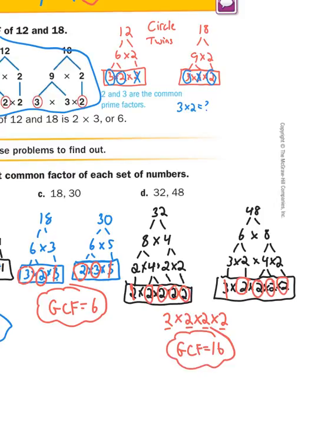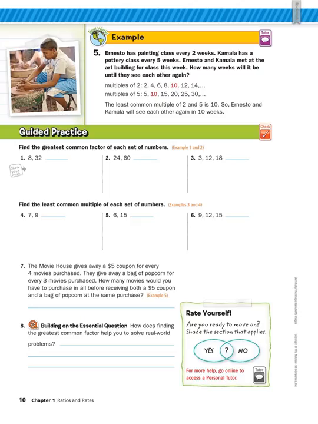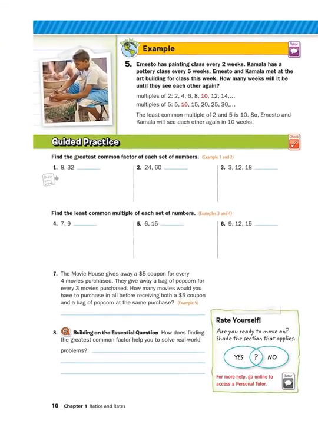All right. So those are the only problems you're going to be doing with me, but here is your job. Turn to page 10. And all you're going to be doing is 1, 2, and 3. It says find the greatest common factor of each set of numbers. Now, when you do this one, you can do it any way you want. If you want to do factor trees, go for it. If you want to list all the factors, go for it. The main thing is you get the greatest common factor and show some kind of work to show me how you did it.